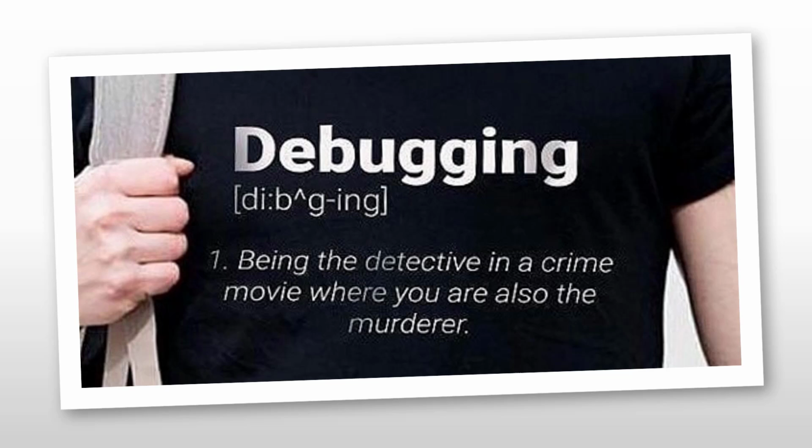This is just a short introductory video about the fundamentals of debugging, and we have a meme here in the beginning, that being the detective in a crime movie where you are also the murderer. So you're looking for the suspect, but you might be the murderer in this case, because you probably made the mistake or the error in your code. So how can we handle that?